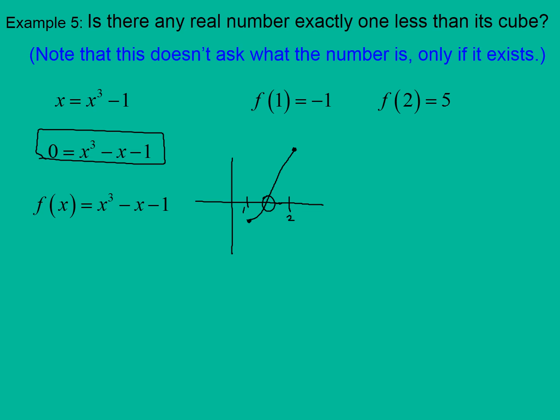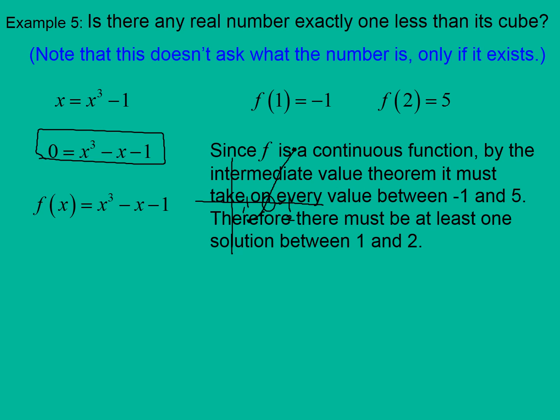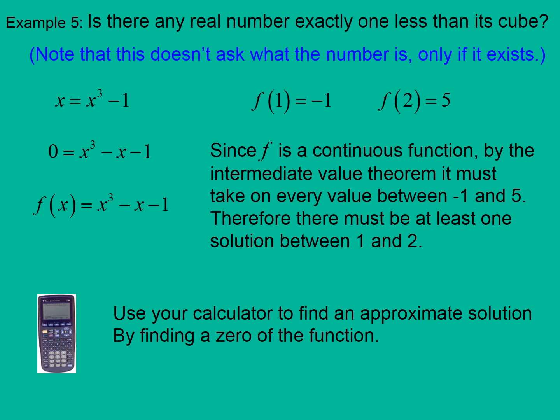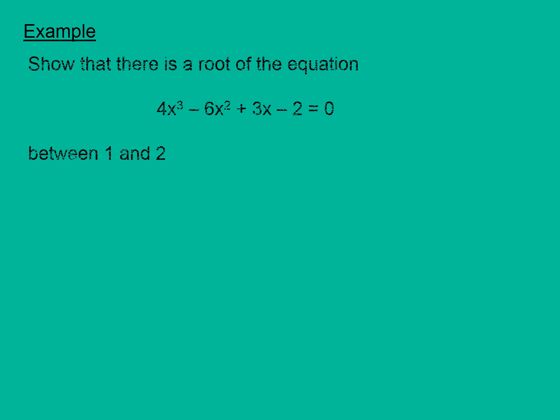So we have shown that there does exist a number that's 1 less than its cube using the intermediate value theorem. Now we could find the actual value by using a calculator. And if you use your graphing calculator to graph y equals x cubed minus x minus 1, show that there is a root of the equation where it crosses your x between 1 and 2. You'd get approximately 1.3.